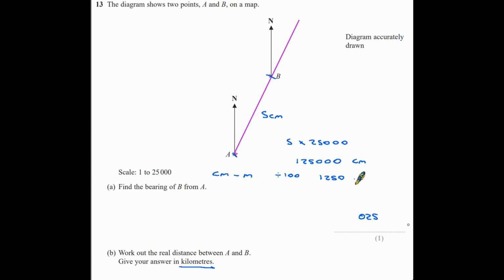That's now given us our answer in metres. And to go from metres to kilometres, well, there are 1,000 metres in a kilometre, so we need to divide again by 1,000, and that gives us the answer 1.25, and that is the answer in kilometres for part B.